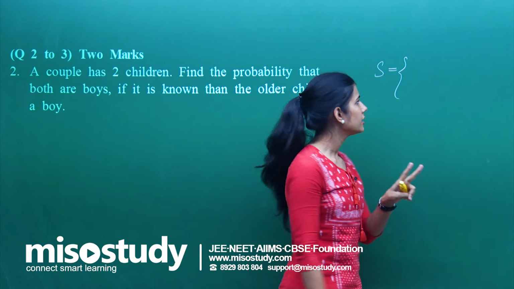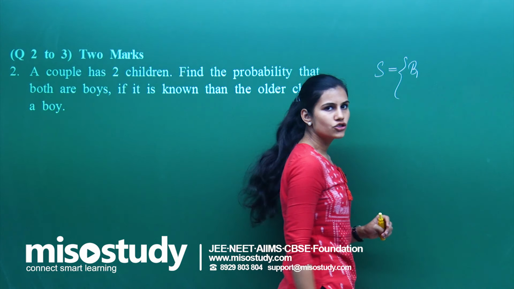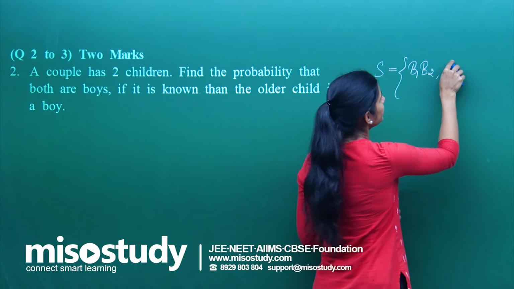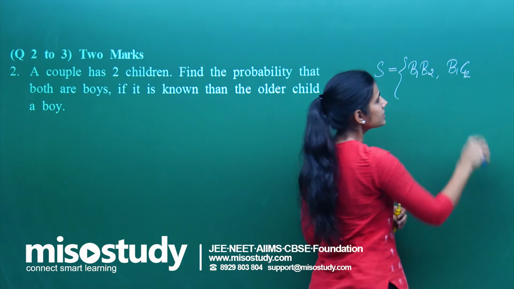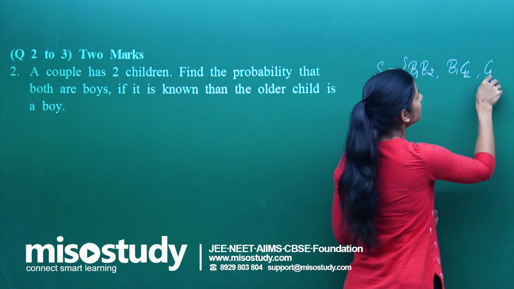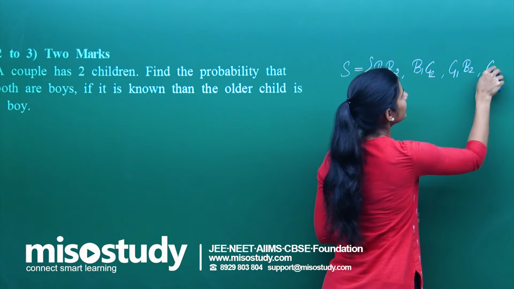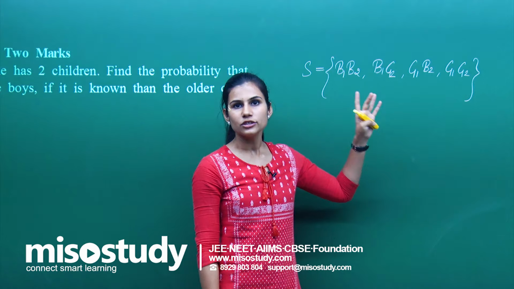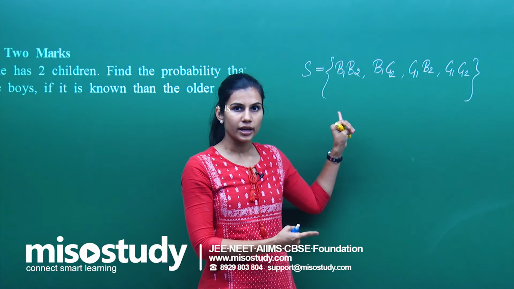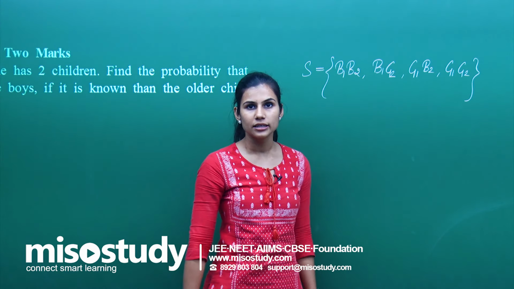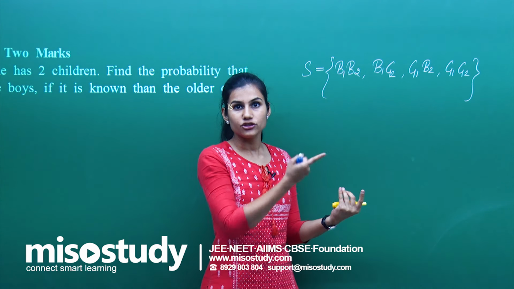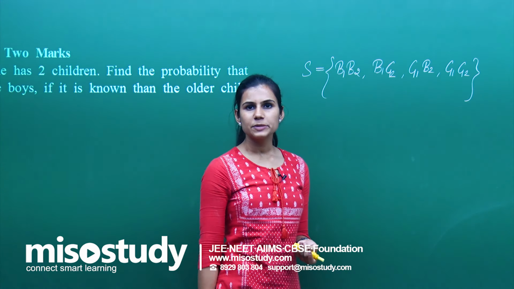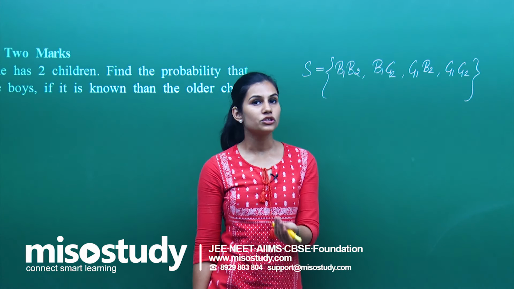2 children are born. It can happen that the first child is a boy, second is also a boy. Or the first is a boy, second is a girl. Or the first is a girl, second is a boy, or the first is a girl, second is a girl. Here B1 means the first child is a boy, G2 means the second child is a girl, B2 means the second child is a boy, G1 means the first child is a girl. This is the sample space corresponding to two children being born to a couple.